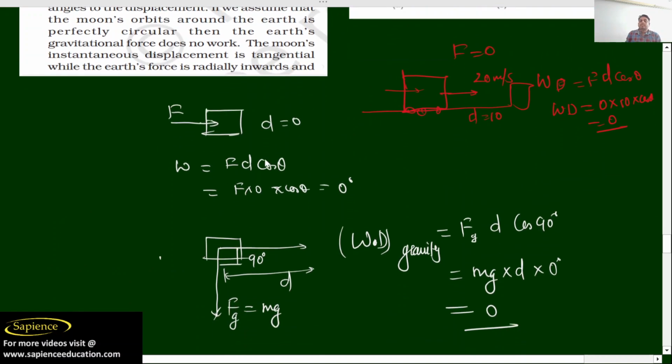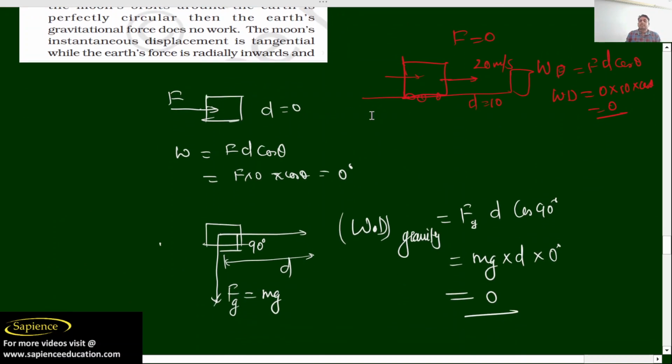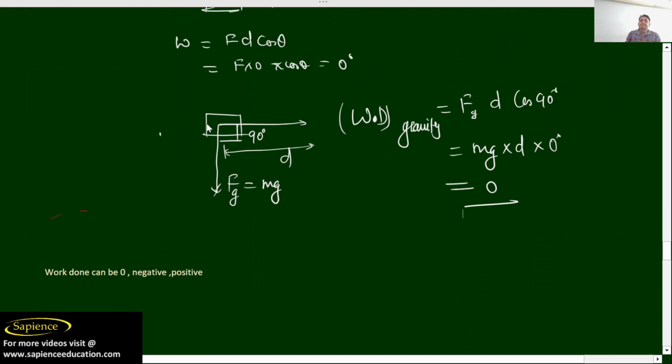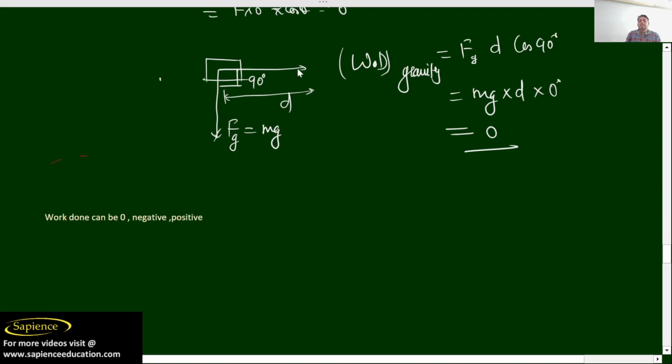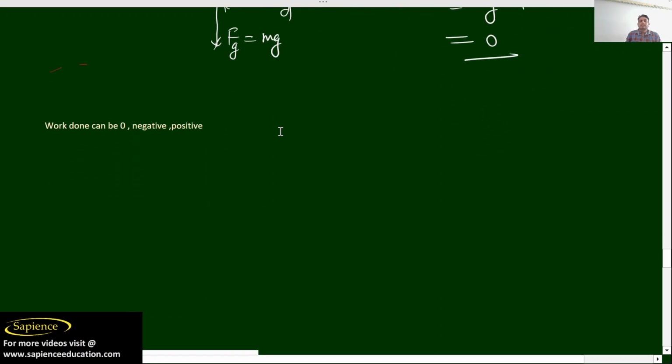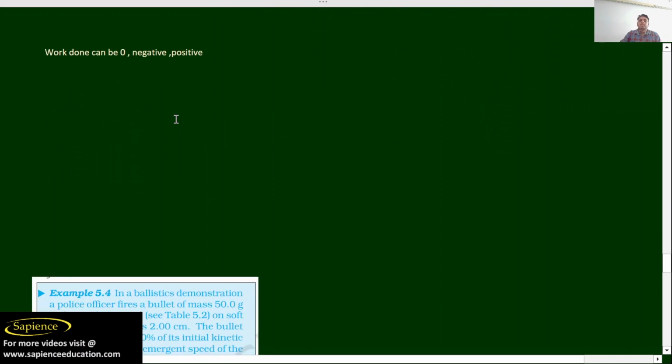So these are the three cases where work done will be 0. First is when force is applied but displacement is 0. Second is force is not applied but displacement is there. Third is force is applied and displacement, but the angle between these two is 90 degrees. So we have got the three conditions where work done is 0. See the conditions, work done can be 0.